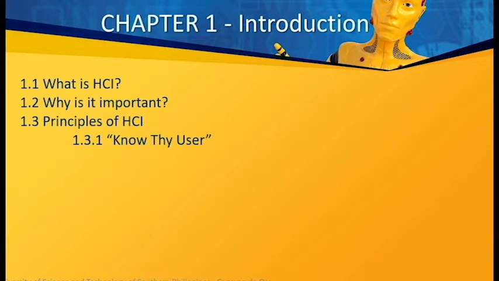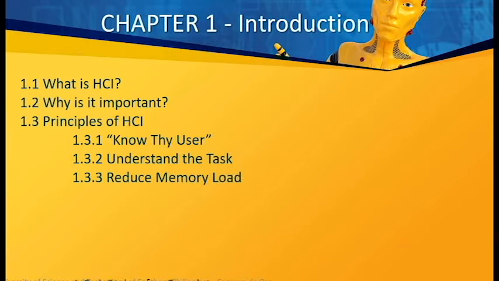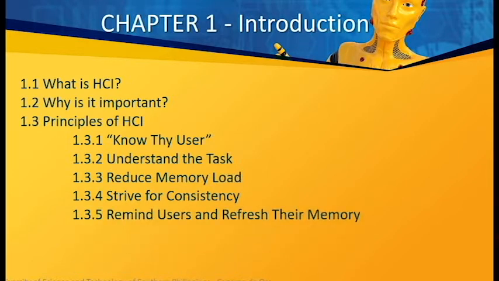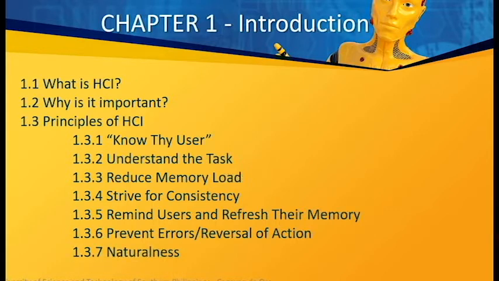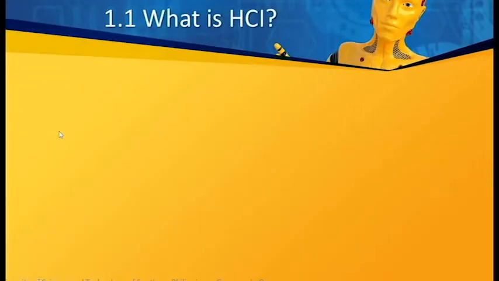One is know the user, understand the task, reduce memory load, strive for consistency, remind users and refresh their memory, prevent errors or reversal of action, and then naturalness. So these are the seven principles of HCI that we're going to discuss in detail as we go along with our discussion. So what is HCI?